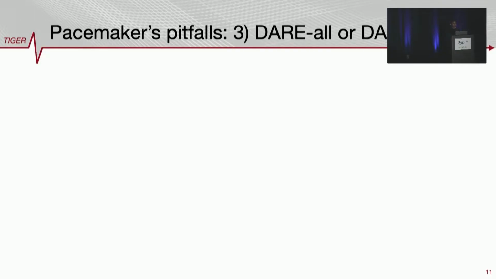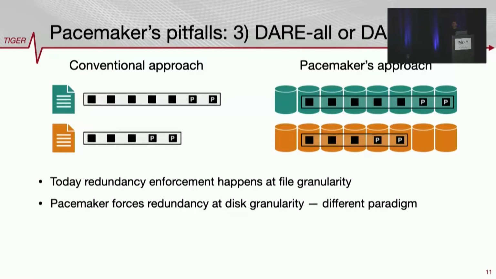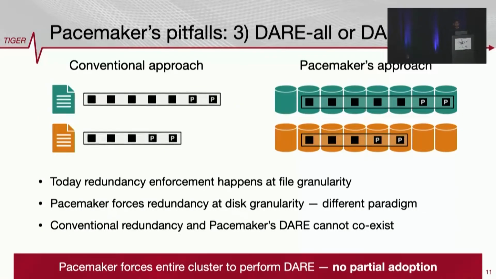Finally, Pacemaker has an all or nothing approach to performing disk adaptive redundancy. Today redundancy is enforced at a stripe or file granularity, whereas Pacemaker is designed from a disk centric perspective, where adaptive redundancy is done at a disk granularity. So whenever a disk's AFR changes, you need to re-encode all of its chunks, even if the data on those chunks did not want to participate in disk adaptive redundancy. So no partial adoption is possible when using Pacemaker. Either the entire cluster has to commit to performing DARE or none of it.